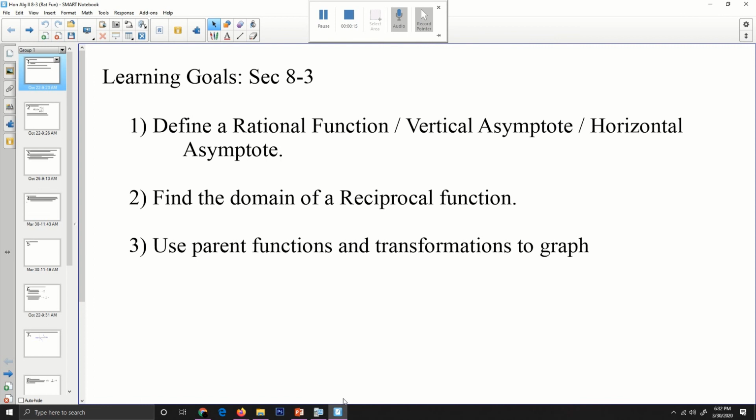So today we're going to define a rational function, a vertical asymptote and a horizontal asymptote. We're going to find the domain of a reciprocal function. Also, we're going to find the range. And then we're going to use a parent function and transformations to graph a reciprocal function.